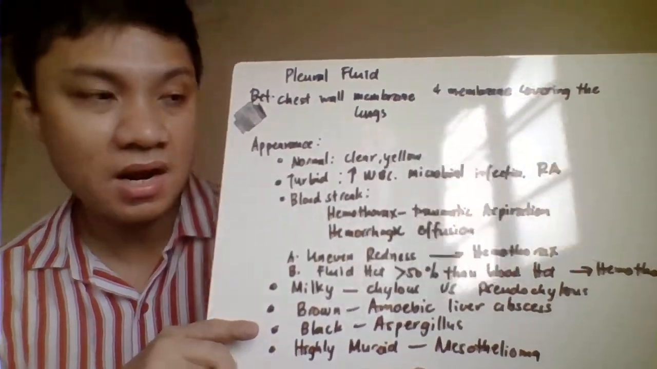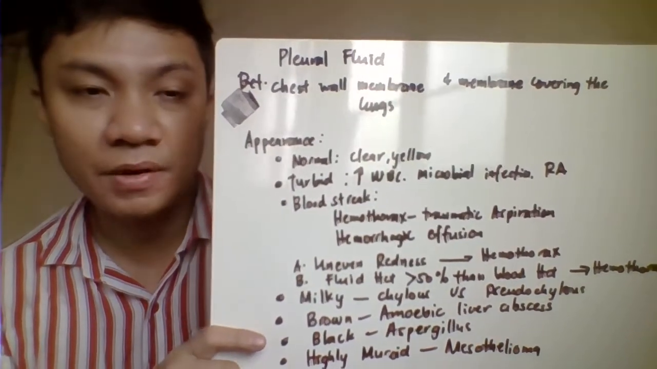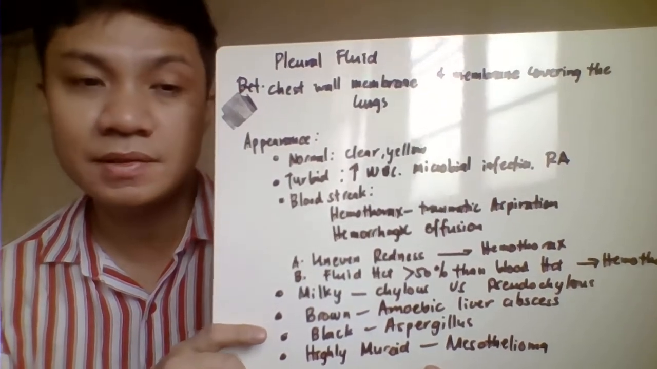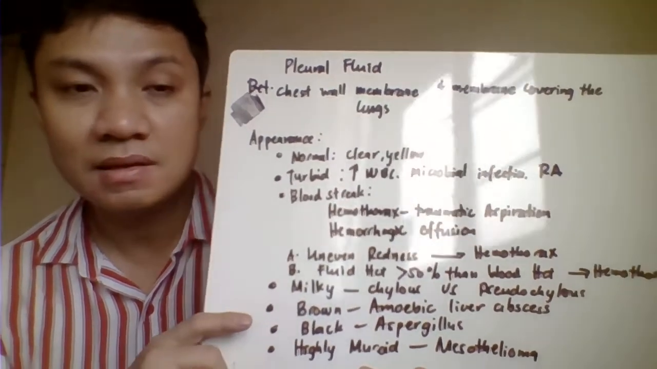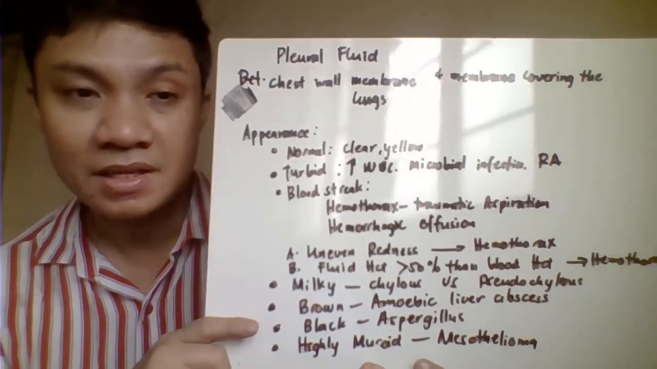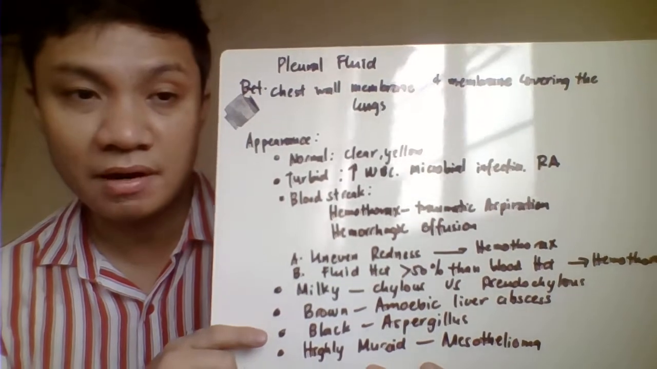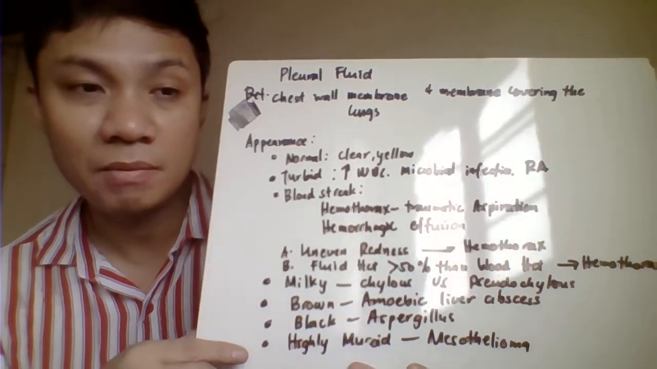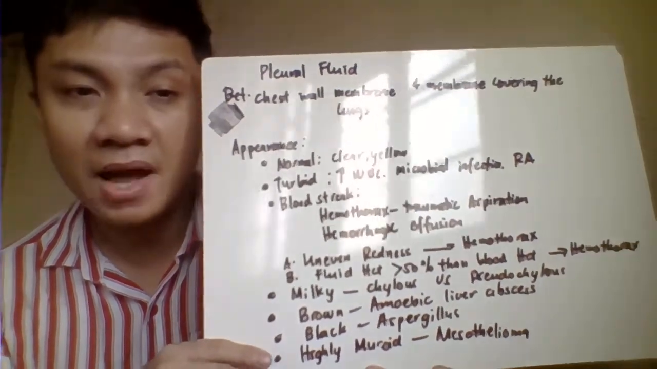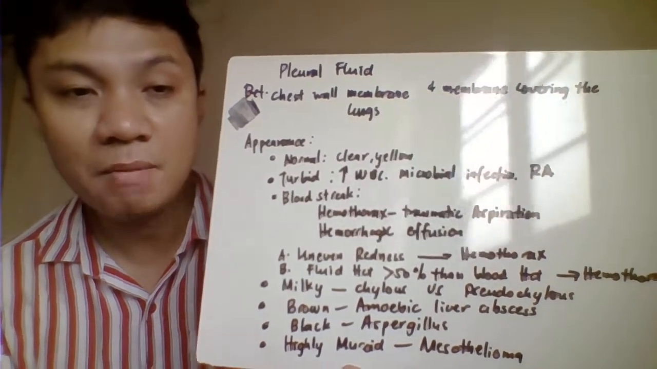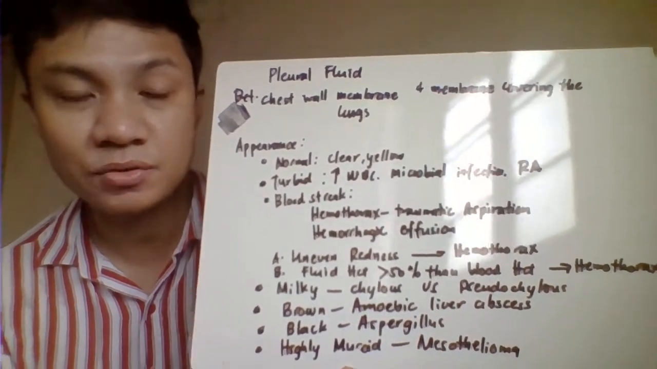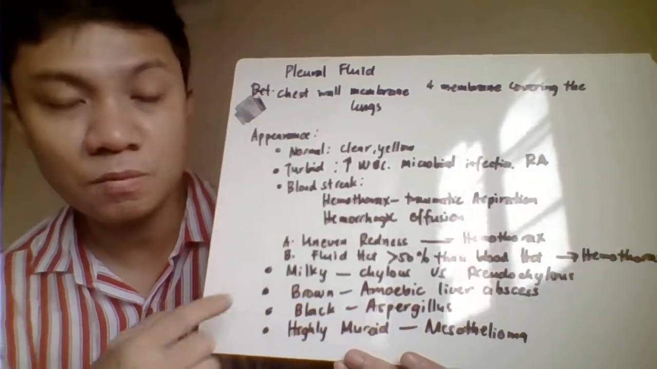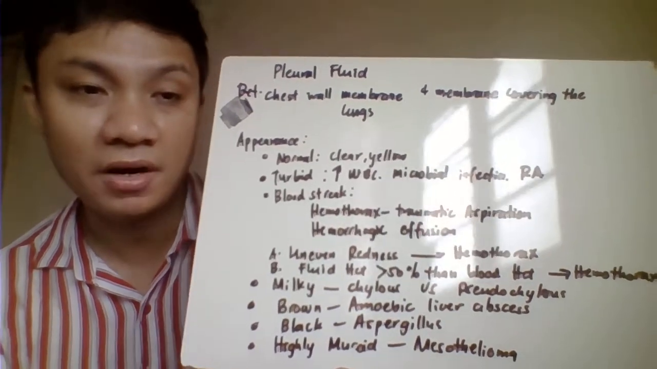Okay, so for the appearance of your pleural fluid, the normal is clear yellow. You could also encounter a turbid specimen. A turbid specimen signifies a high concentration of WBC. It may be related to microbial infection, tubercular infection, or even immune disorders such as rheumatoid arthritis. The presence of blood in your specimen may signify either hemothorax, which is related to a traumatic puncture, or a hemorrhagic effusion. The best way to differentiate the two is first to examine for uneven color of the redness.